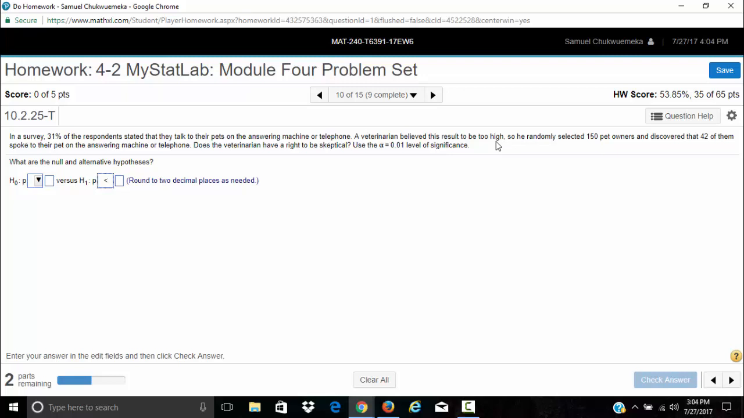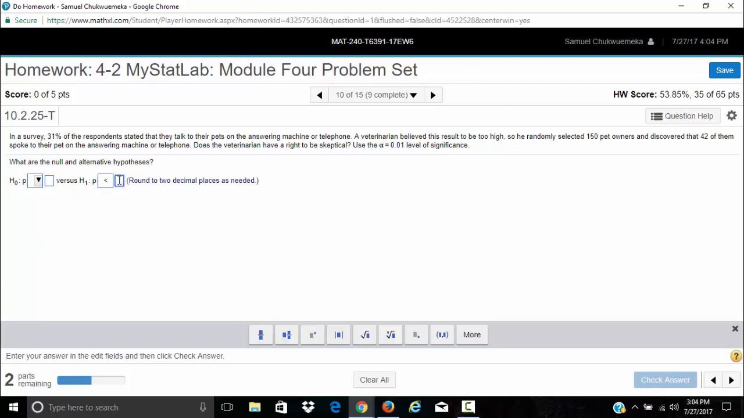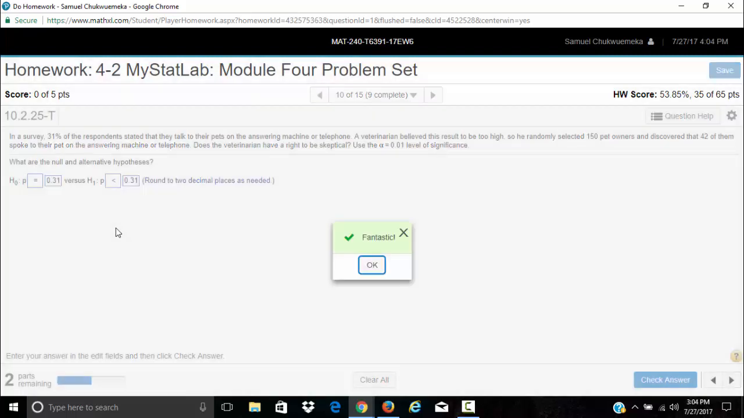Okay. Because females are also vets, right? So the vet believed this to be too high. So that means he actually believed this number to be decreased. So that is less than 0.31, and that is the alternative. Now the null will always have equal to 0.31. Round to 2 decimal places as needed.